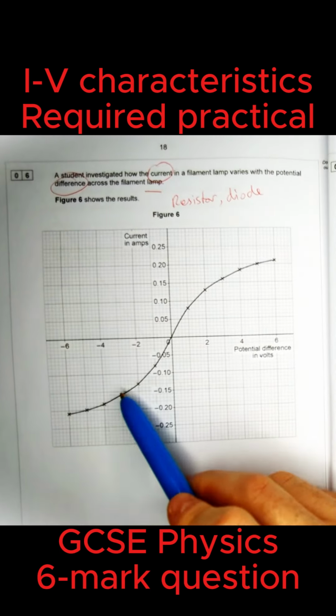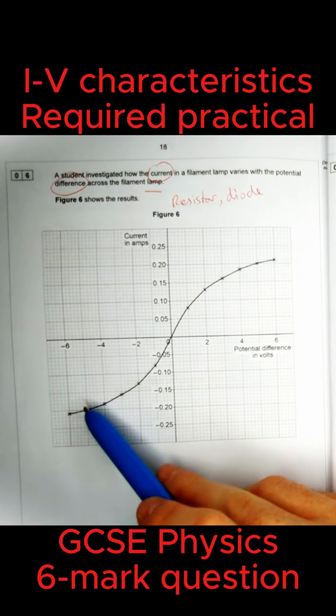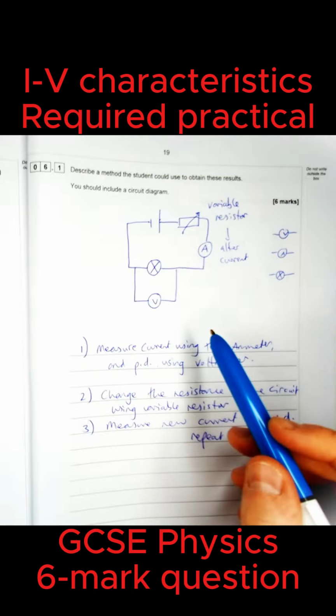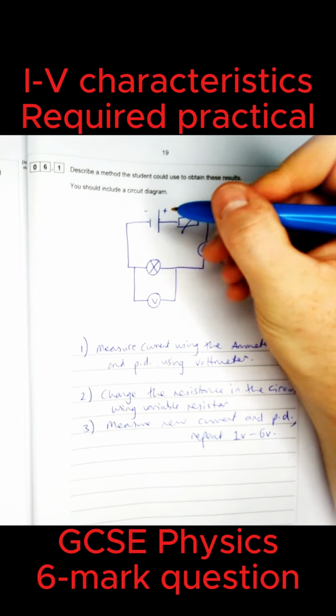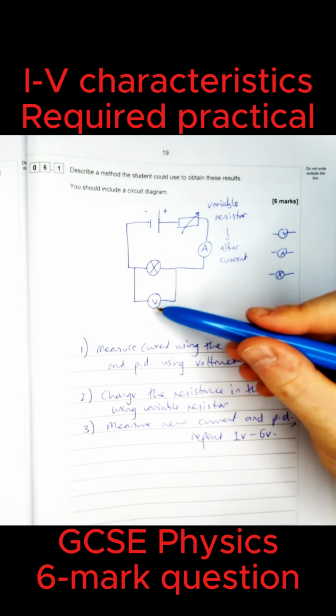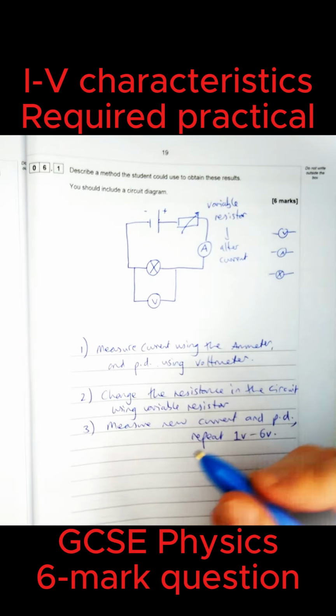Now, you might notice that this graph is a bit of a funny one, because it's got some negative values. So how do we get negative values in the circuit? That's all to do with this cell. You've currently got the positive end there and the negative end there. If I was to reverse them, the readings on the voltmeter and the ammeter are negative.